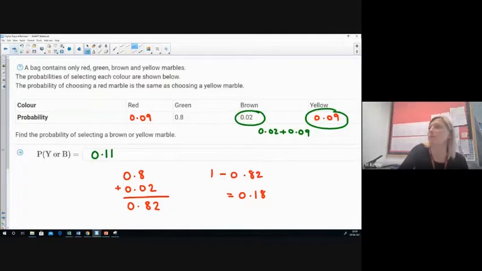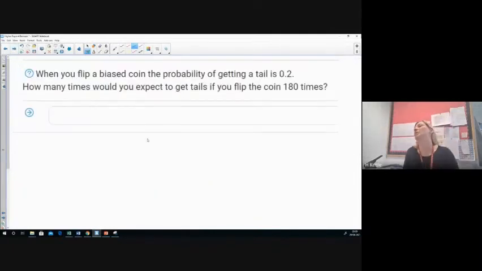Sorry. Okay, next question. When you flip a biased coin, the probability of getting a tail is 0.2. So obviously, normally we would expect a coin to be 0.5, 0.5. But when we flip a biased coin, its tail is 0.2. How many times would you expect to get tails if you flip the coin 180 times? So this is called expectation. And the expectation is going to be that if we're doing it 180 times, the number of times it's going to land on tails would be 180 multiplied by the probability of that happening.